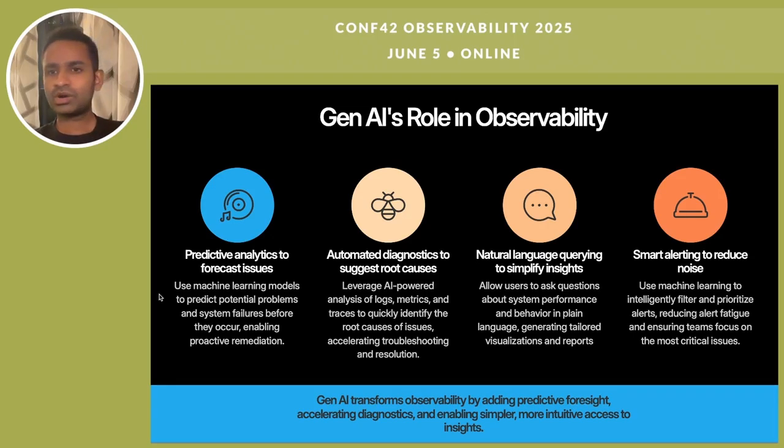And then smart alerting to reduce noise. So we use machine learning to intelligently filter and prioritize alerts to reduce alert fatigue and ensure teams focus on the most critical issues. So Gen AI or machine learning, when it comes to observability, they add predictive foresight, accelerate diagnostics, and enable simpler, more intuitive access to the insights.